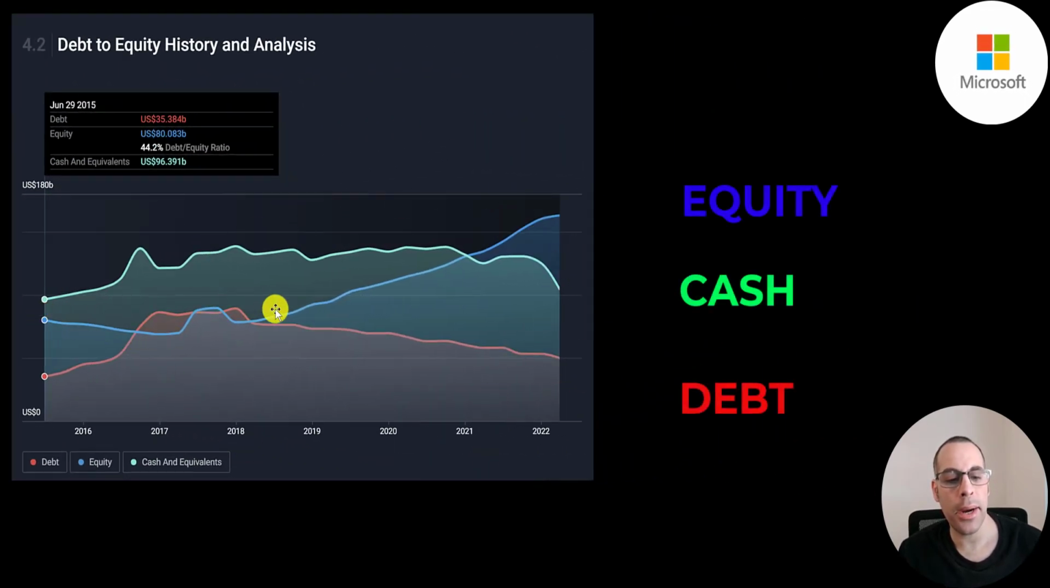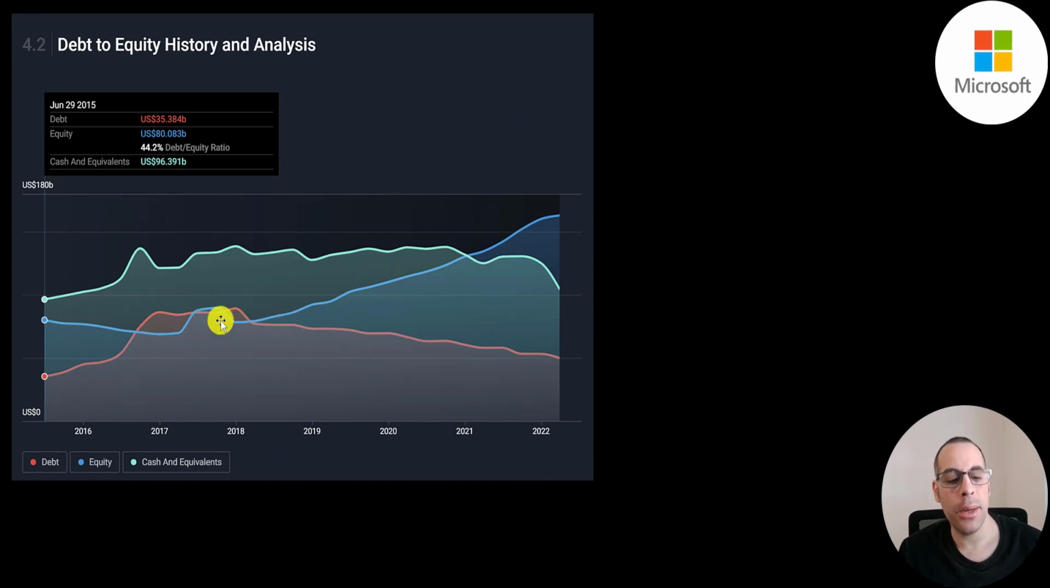This is their capital structure since 2015. The blue line is their equity balance, and the red line is their debt balance. So their debt and equity were pretty similar in 2017 and 2018. But ever since 2018, their equity has gone up quite a bit and their debt has gone down. Plus their cash balance is always higher than their debt balance, so it's like they're debt free.